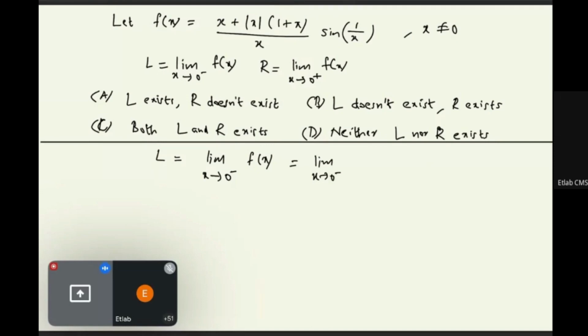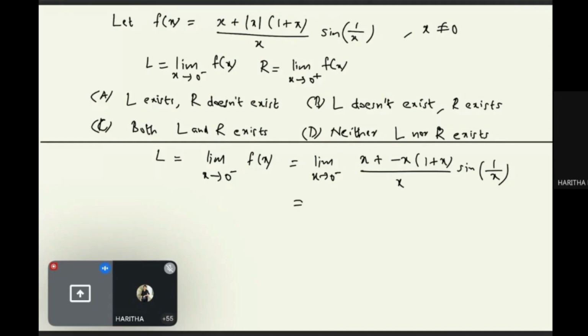Now can you tell me what should I write? So what is f(x) when x is approaching from the left hand side of 0? So our function is (x plus mod x) times (1 plus x). So what is mod x here? Minus x. Right. Because we are approaching 0 from the left, mod x is minus x, times (1 plus x) divided by x times sine 1 by x. Now you can simplify it.